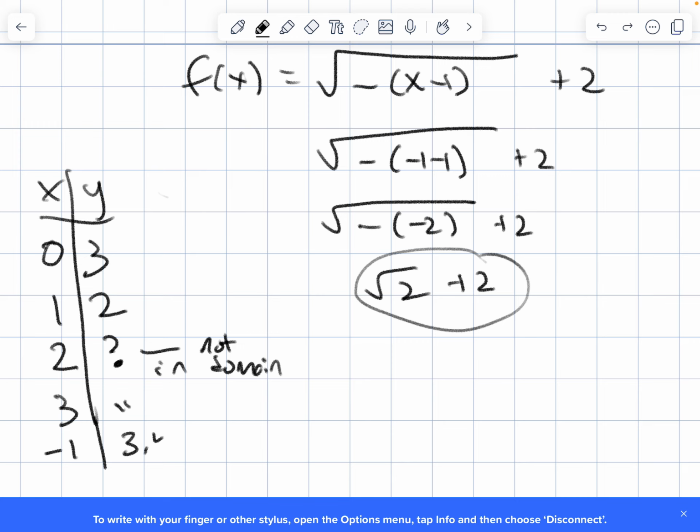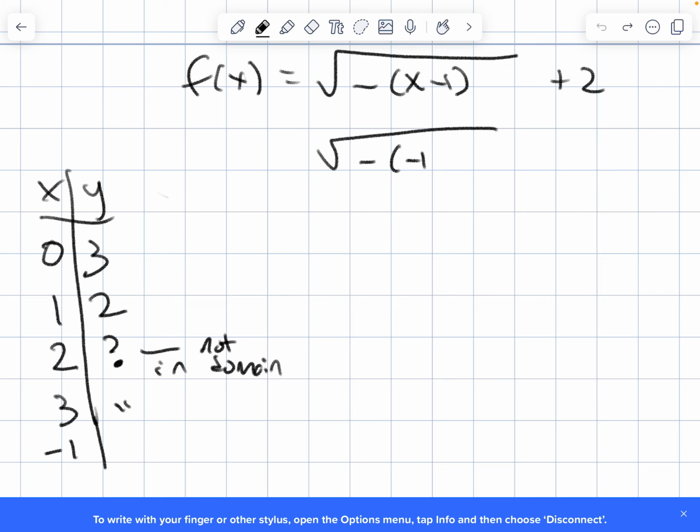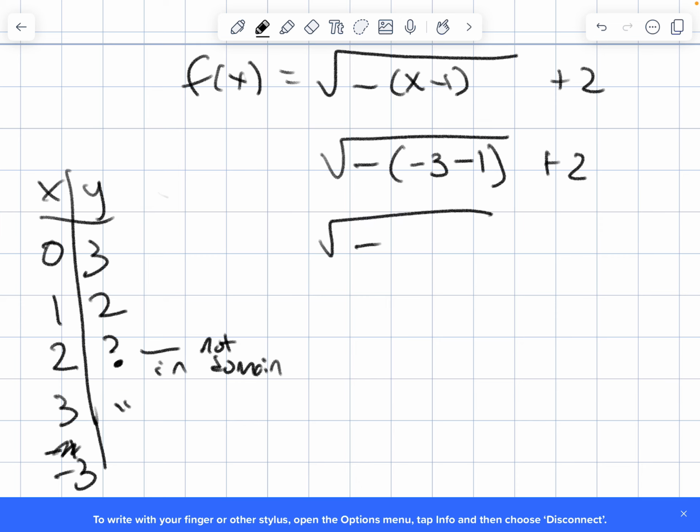Okay, so let's be a little bit more strategic and find something we can actually get the value of. Let's try, tell me if you see it. All right, do you see a value that's going to work? Let's try -3. If we try -3, then we're going to get -3 minus 1 is -4. Negative -4 is +4. Square root of 4 is 2. 2 plus 2 is 4. So that gives us the point -3, 4.